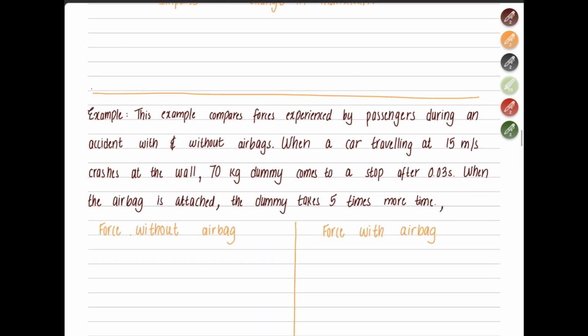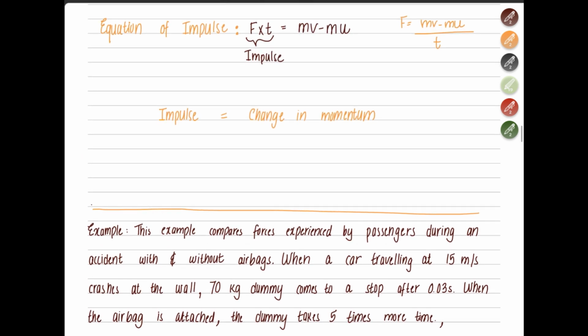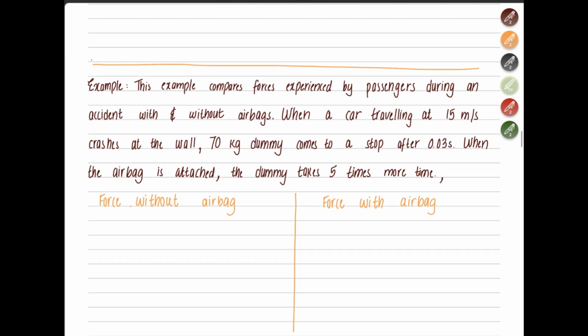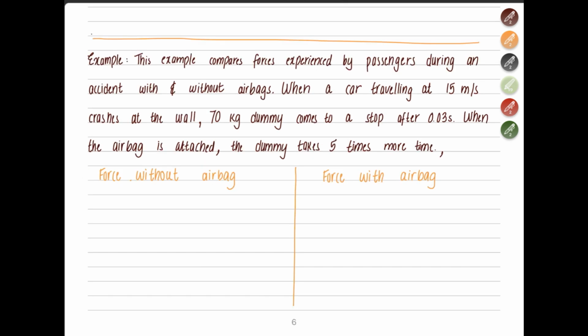Let's do an example now. This example compares forces experienced by passengers during an accident with and without airbags. We have to find the force with and without an airbag. What's the difference? A car traveling at 15 meters per second crashes into a wall, and a 70-kilogram dummy comes to a stop after 0.03 seconds. When the airbag is attached, the dummy takes 5 times more time. Can you try to do these first, and then we'll compare the answers together.